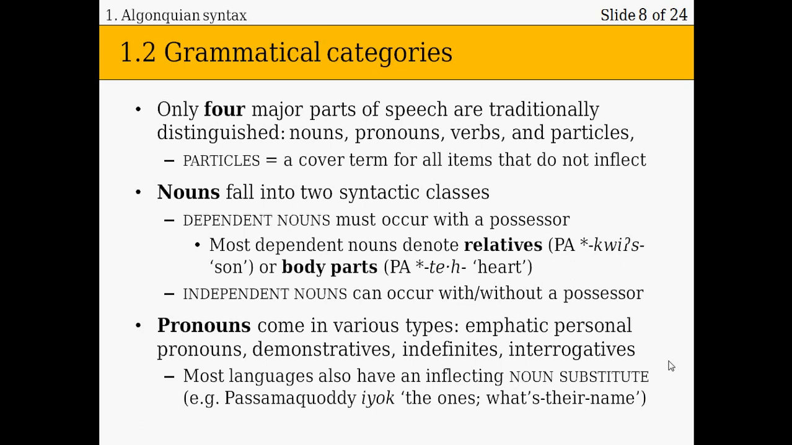Right? So Algonquian languages have the same thing, but it's actually a full-fledged pronoun that inflects just like a normal pronoun does. So it inflects for gender, which is animate or inanimate. It inflects for number, singular or plural. It inflects for a category called obviation, which we'll talk about later. So the noun substitute. In English, it's kind of this ad hoc phrase like what's its name or whatchamacallit. But in Algonquian languages, it's really a full-fledged pronoun, part of the pronoun system.